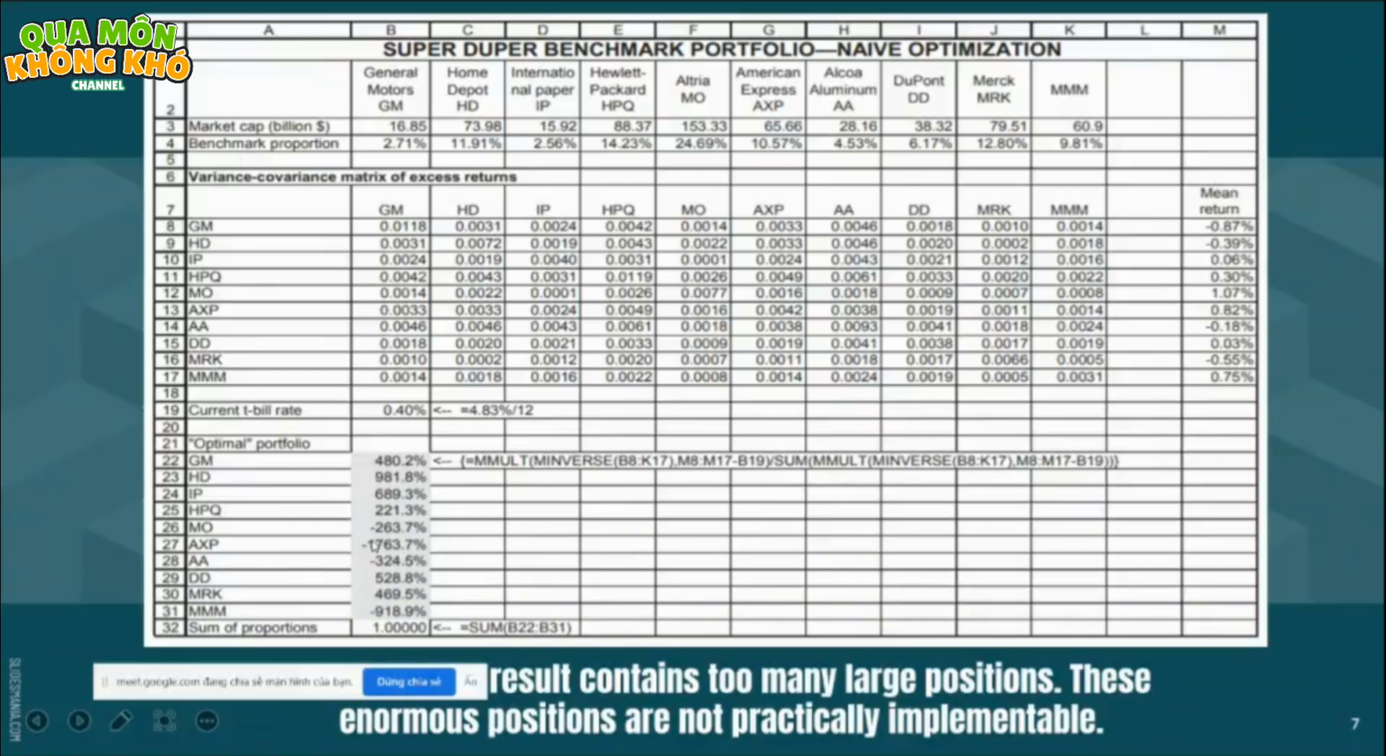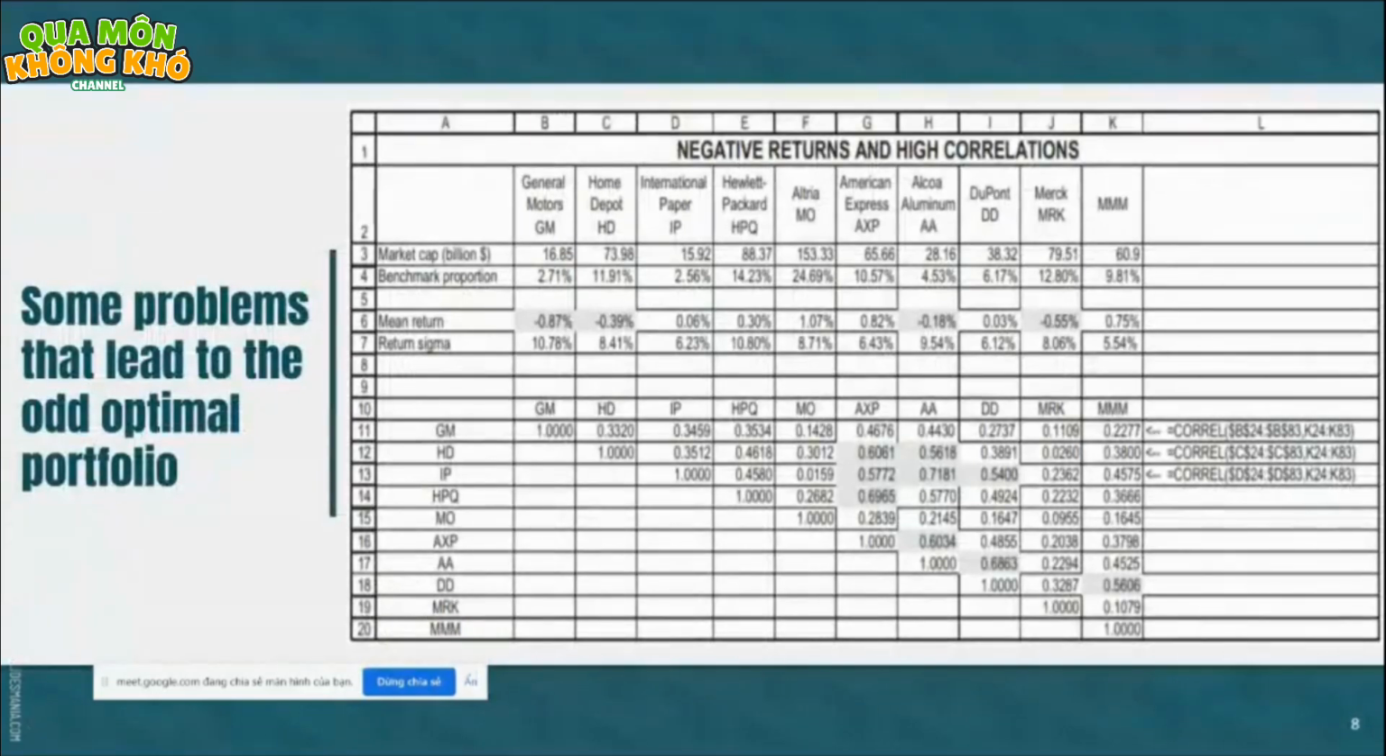For example, it is difficult to short sell in this number, minus 1763. It is difficult to short sell 70.63 times the fund value in AXB, or to invest 9.19 times the fund value in MMM. So here are some problems that lead to this optimal portfolio.